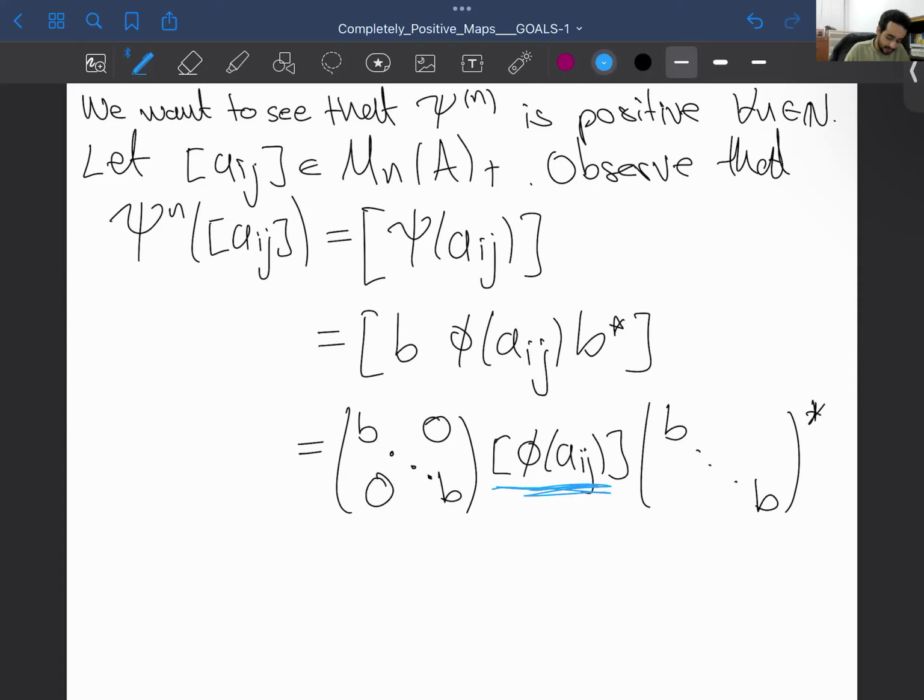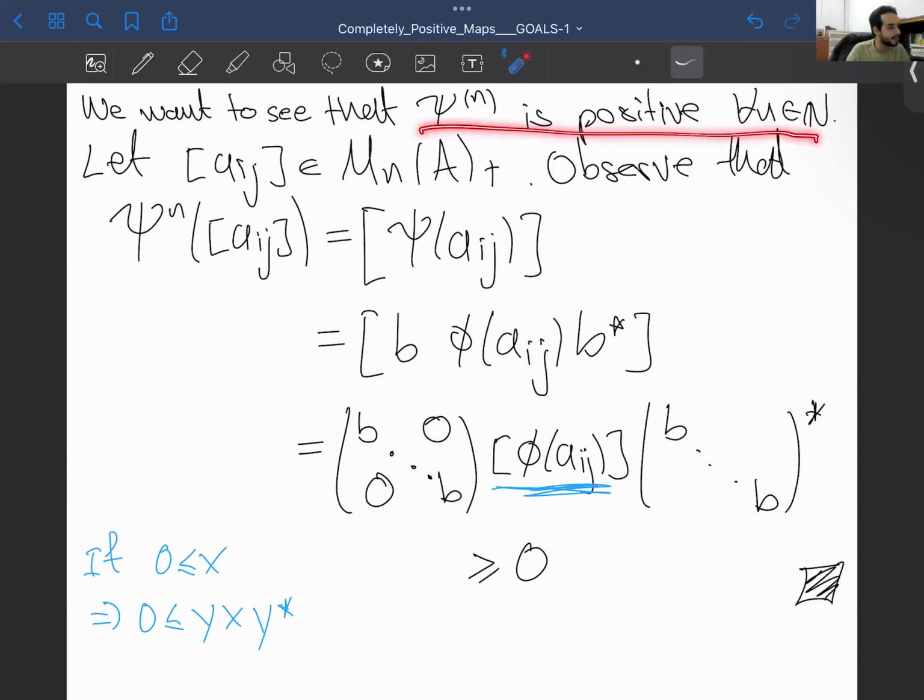So we have something of the form a positive element, and we are multiplying that positive element by the left and by the right by something like, okay, I'm going to say that again. You already know that if x is positive, then y x y star is again positive. And since this matrix by hypothesis is positive, we conclude that this is again positive. Therefore, we have shown that phi n is positive, and since n was arbitrary, we conclude that phi is completely positive.